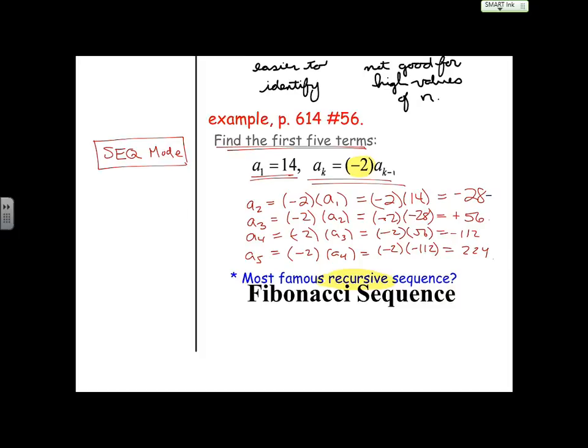Recursive just means jumpity jump jump, and what tells you how to jumpity jump jump? The formula. It says multiply by negative 2, multiply by negative 2, multiply by negative 2. See how it's jumping?